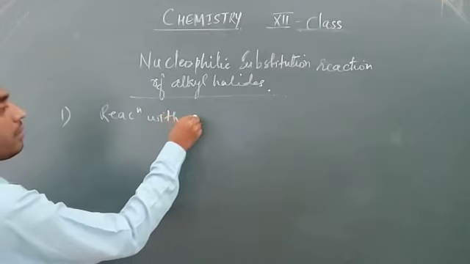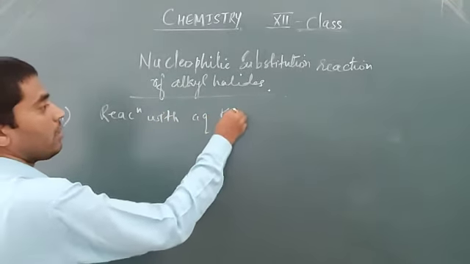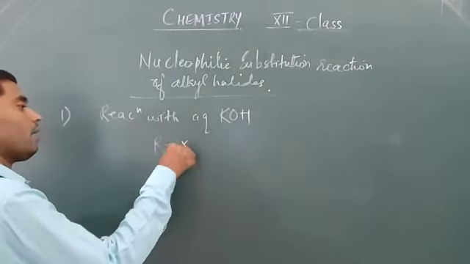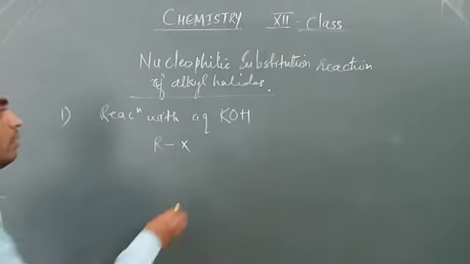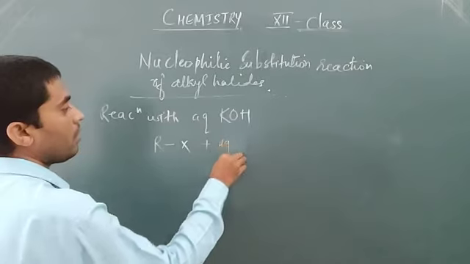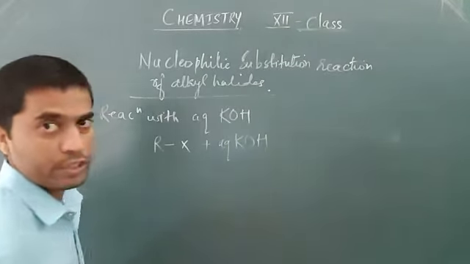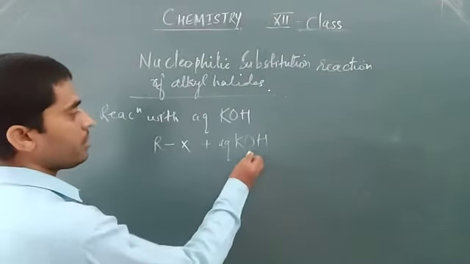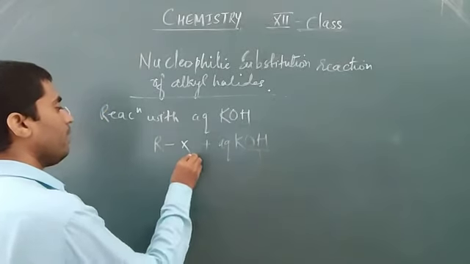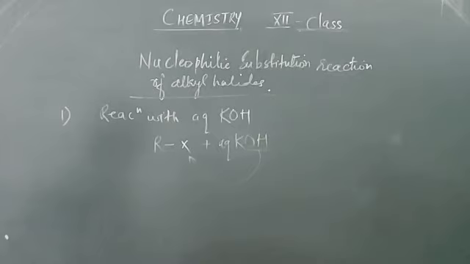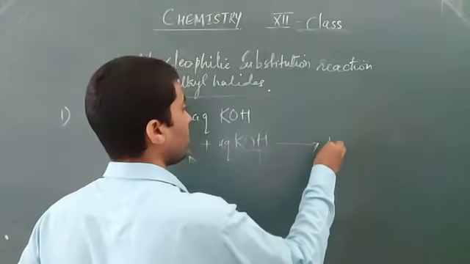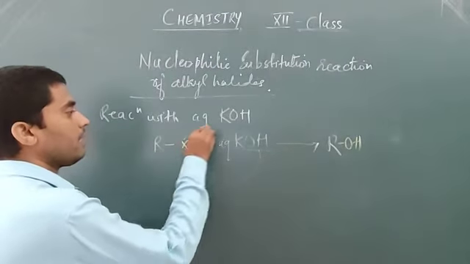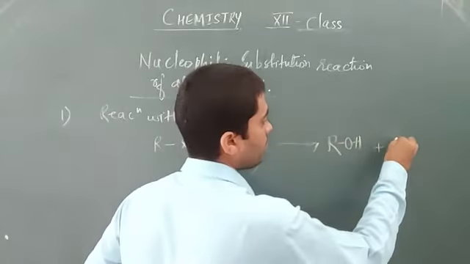Reaction with aqueous KOH. Alkyl halide RX plus aqueous KOH on reaction gives a substitution reaction, means OH nucleophile will displace the halide ion and gives ROH, and remaining is KX as a salt.